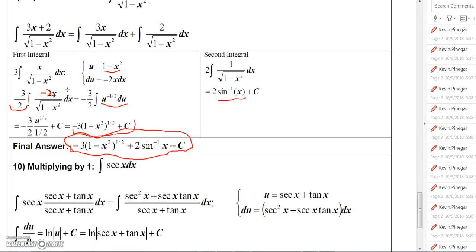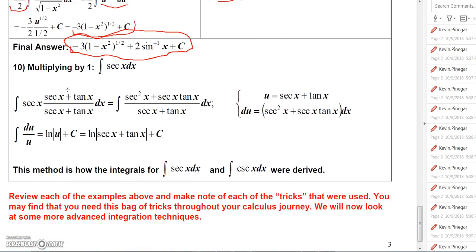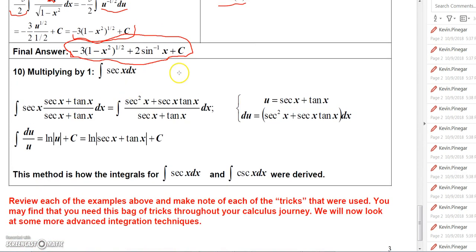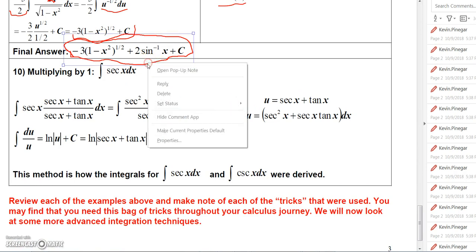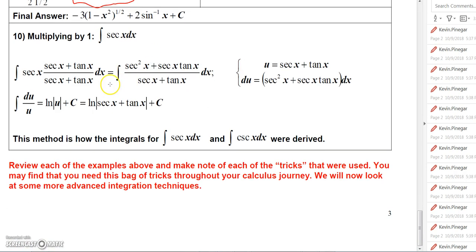Okay, now I've got one more that I can do here, and this one I'm actually going to multiply by 1, believe it or not. So if I wanted to integrate secant x, this way you can see where the integral of secant x came from, because there's actually a formula for the integral of secant x. So this one's kind of tricky. Probably took somebody a long time to figure this out.